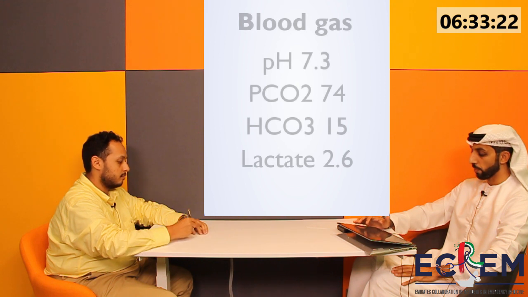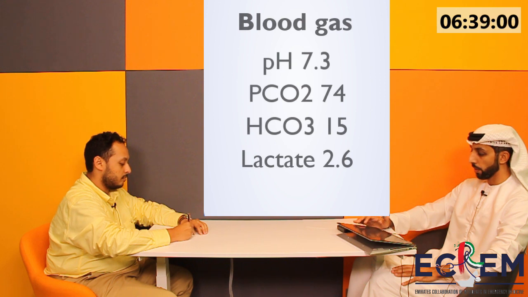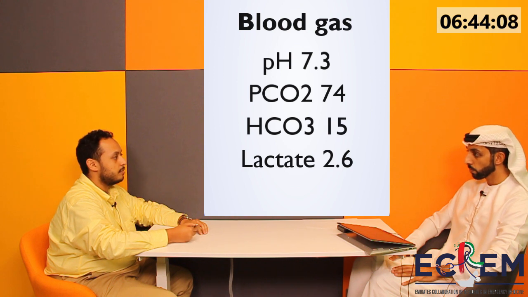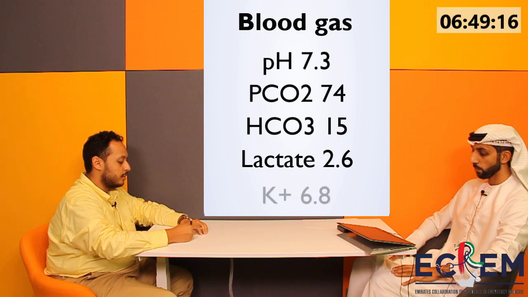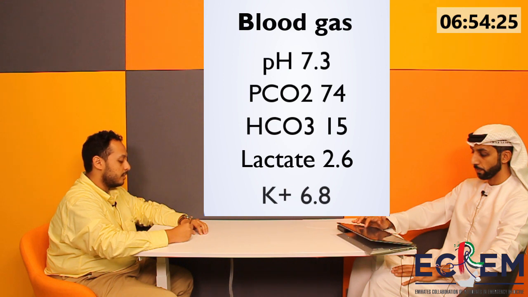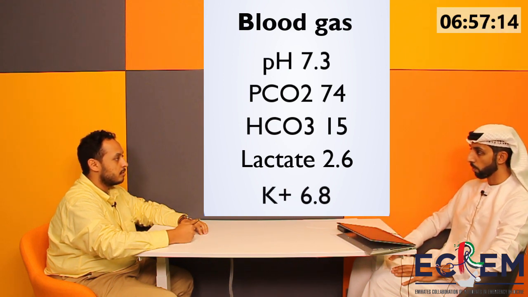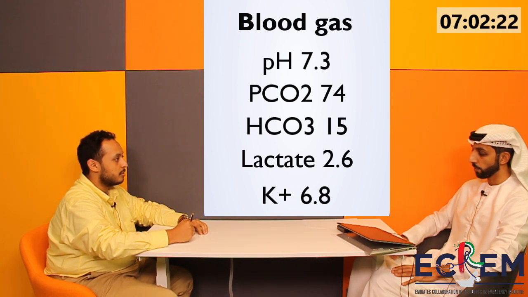Anything else? Can I see her blood gas? Sure. So her blood gas shows you a pH of 7.3, PCO2 of 24, bicarb of 15, lactate of 2.6. And what's her potassium? 6.8. Okay, so we also need to correct her potassium. Okay, so what do you want to do? We can give her a dose of insulin dextrose. Okay. And maybe some nebulized salbutamol. Okay.